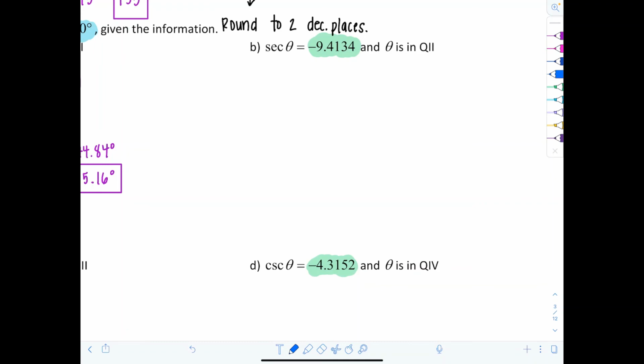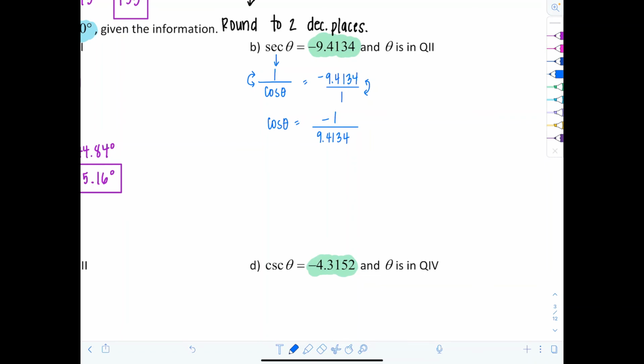So most likely you don't have a secant inverse key on your calculator. So remember, secant theta is equal to 1 over cosine of theta, and that equals negative 9.4134. I'm going to put this over 1 just to help us out, because now what I'm going to do is flip both sides of this equation, take the reciprocal. So we would have cosine of theta equals negative 1 over 9.4134. You always put negatives in the numerator or outside. Don't leave them in the denominator.